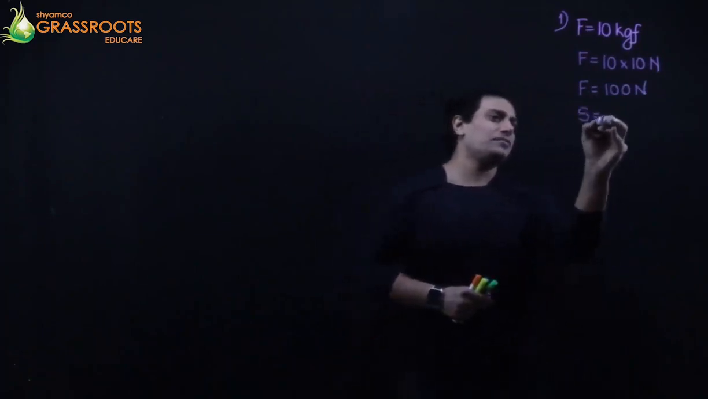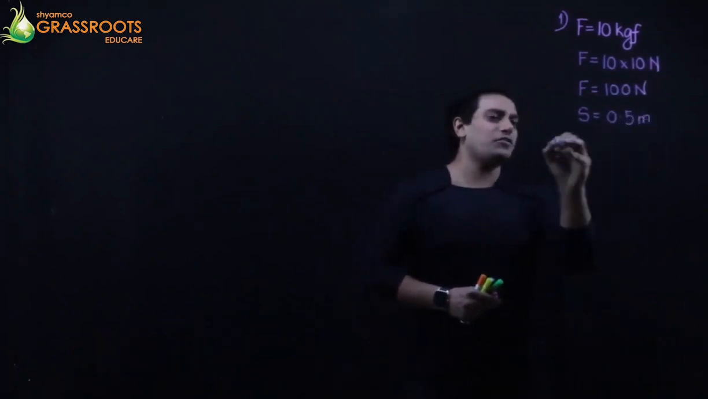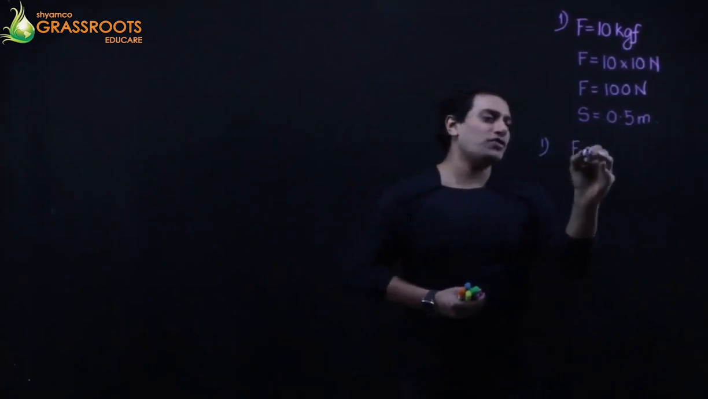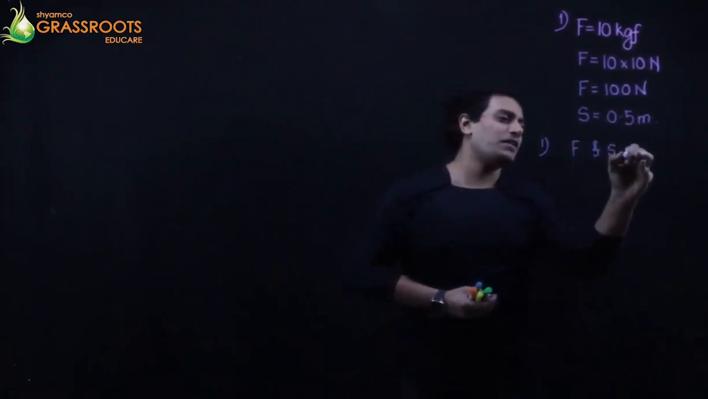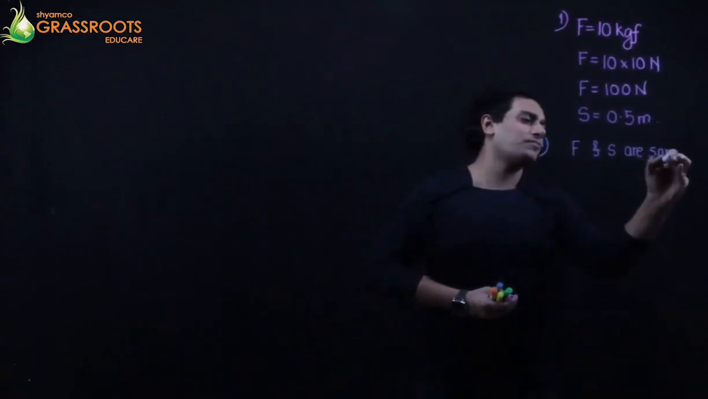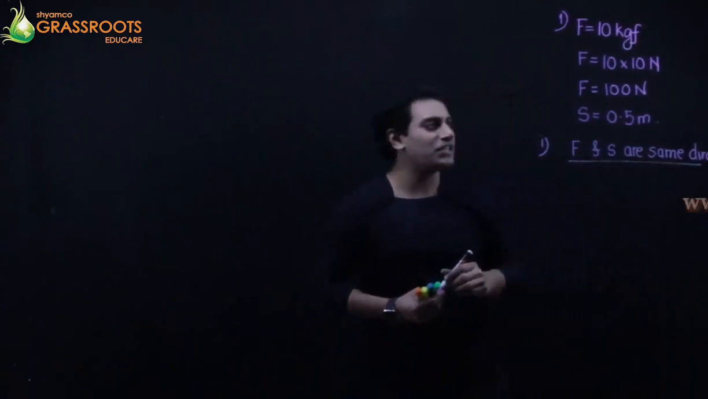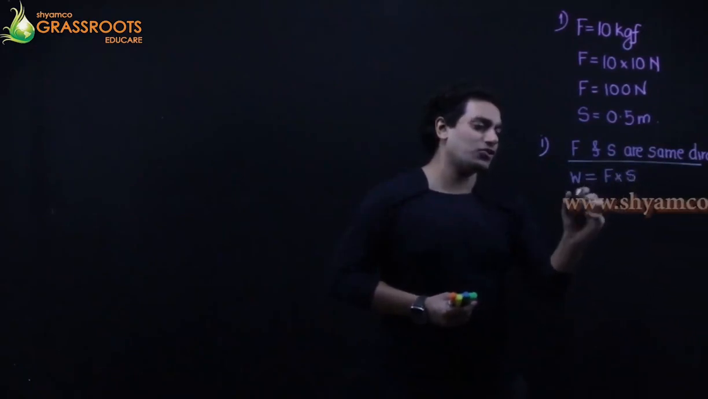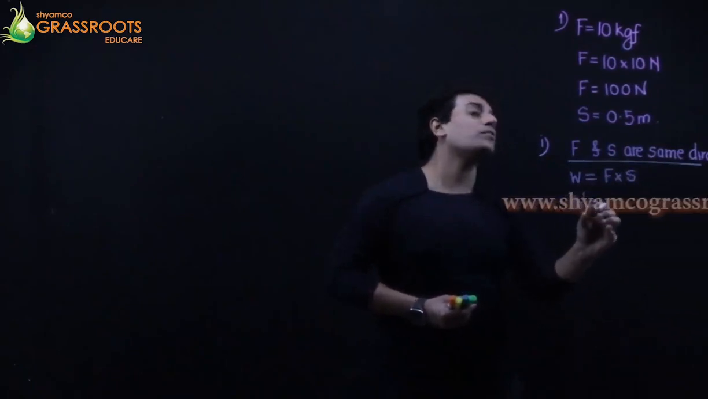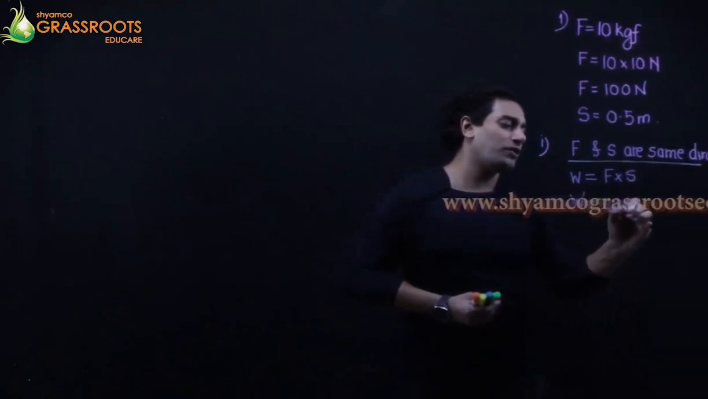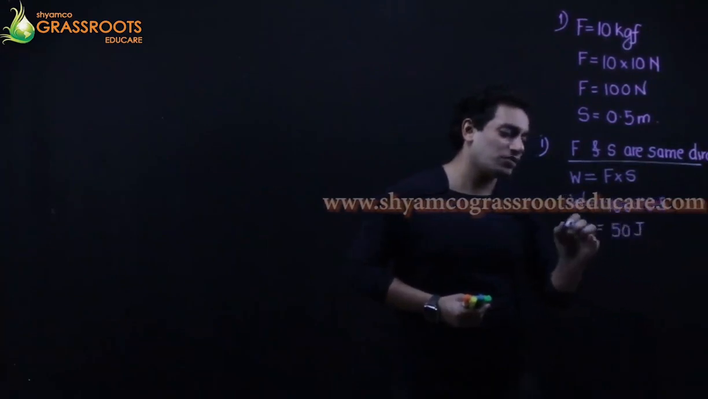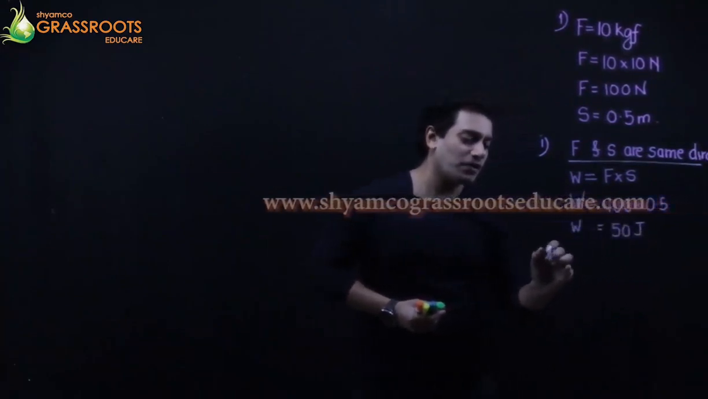Displacement S, 0.5 meter, first part. Calculate the work when force and displacement are in the same direction. When they are both along the same direction. ठीक है ना? So direct formula, work is equal to Fs when they are in the same direction. So work is equal to 100 into 0.5. That is going to be 50 joules. That is the answer to the first part.